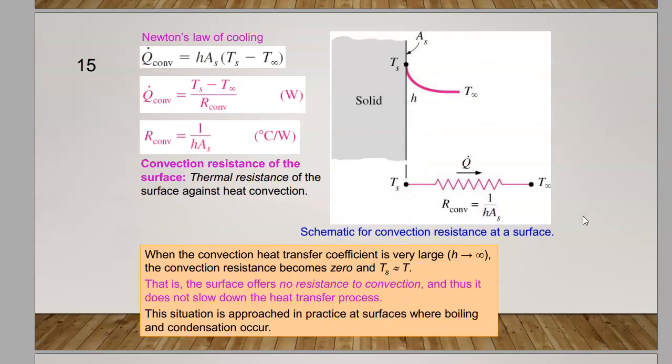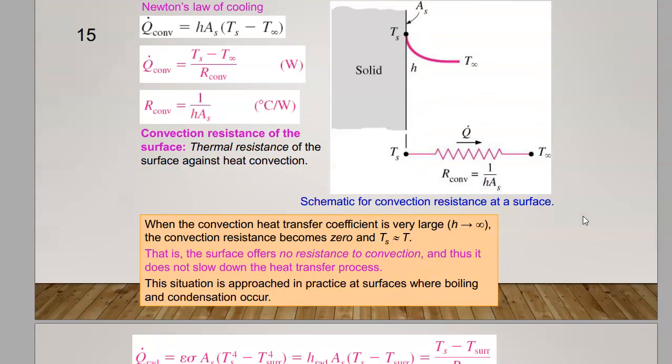Same goes for convection, or you could say Newton's law of cooling. This is the name of the equation, Newton's law of cooling. So Q convection is equal to hAs, the surface area, times (Ts minus T infinity). So Q convection is equal to (Ts minus T infinity) over R convection, where R convection is equal to 1 over hAs.